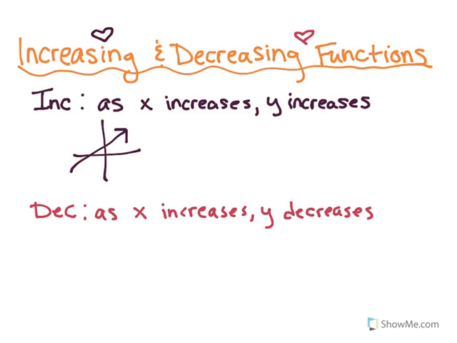So it should always go up to the right if it's increasing. For decreasing, it's the exact opposite. As you move farther to the right, as your x's increase, your y values decrease. So again, in a picture, it doesn't go up to the right, it goes down to the right. So those are the basic premises for increasing and decreasing. The concepts are actually very basic.